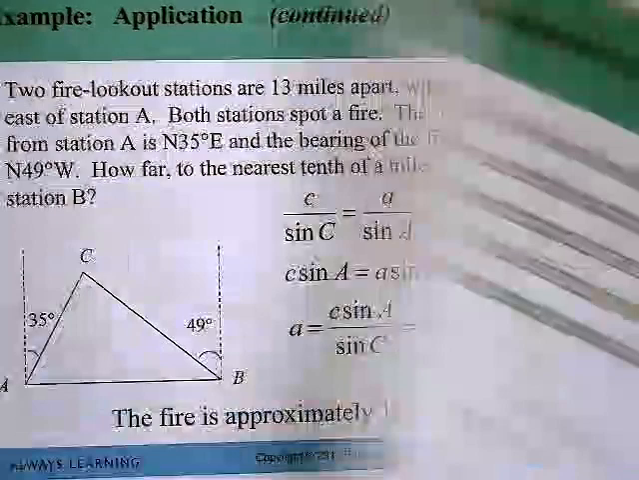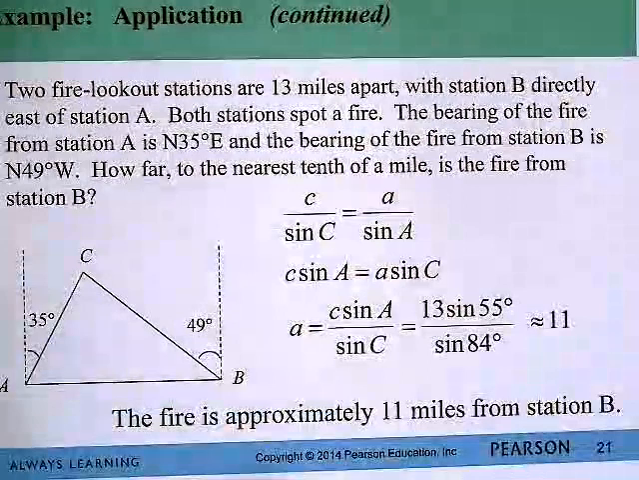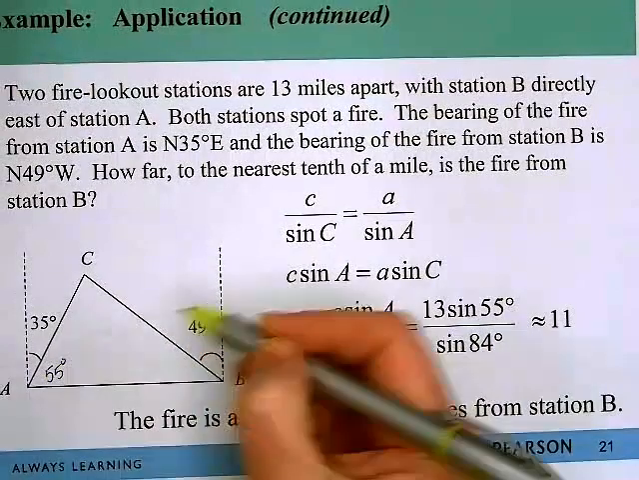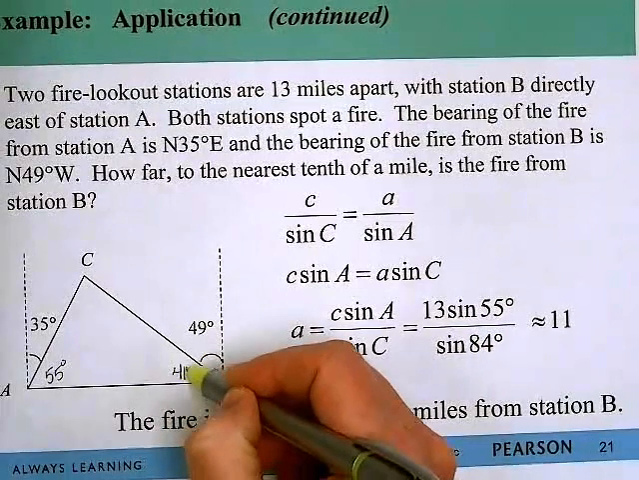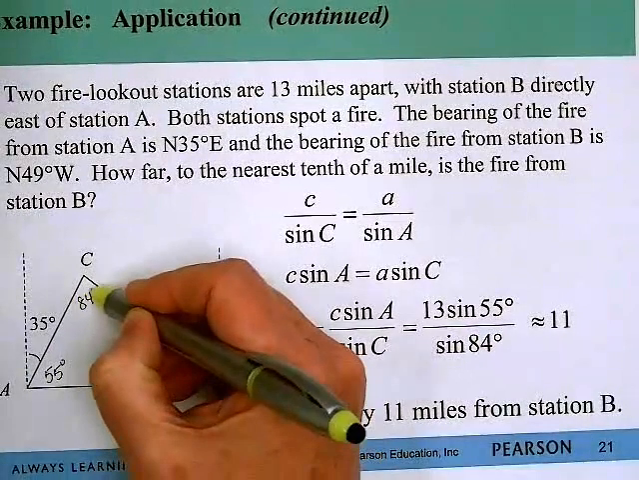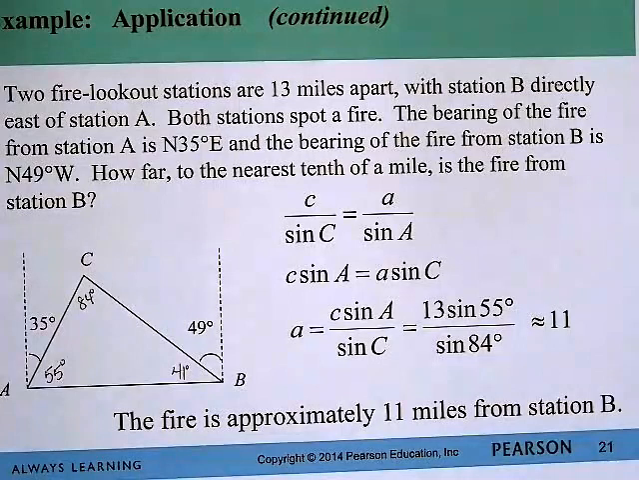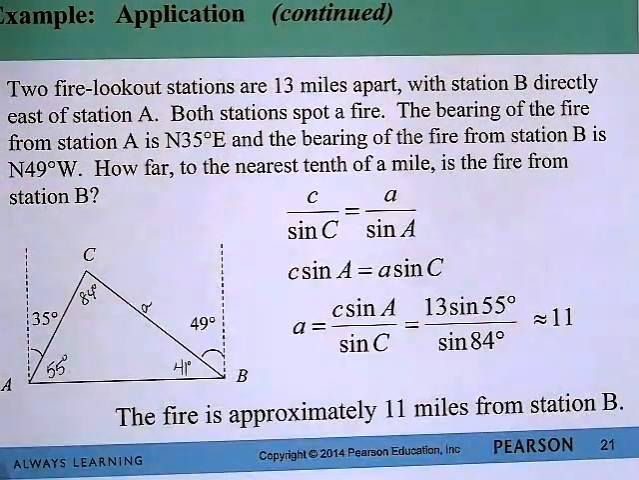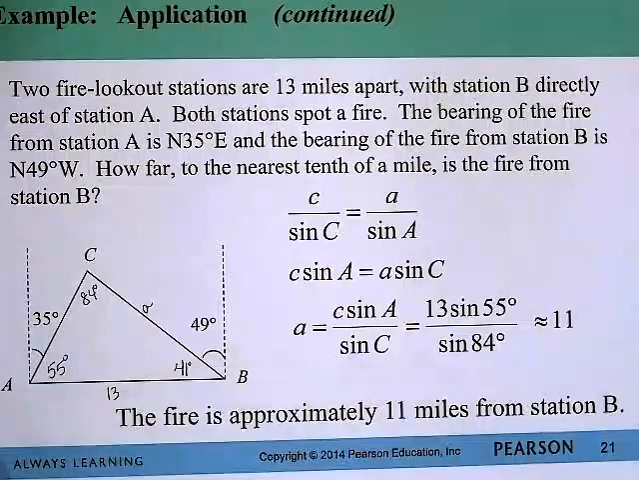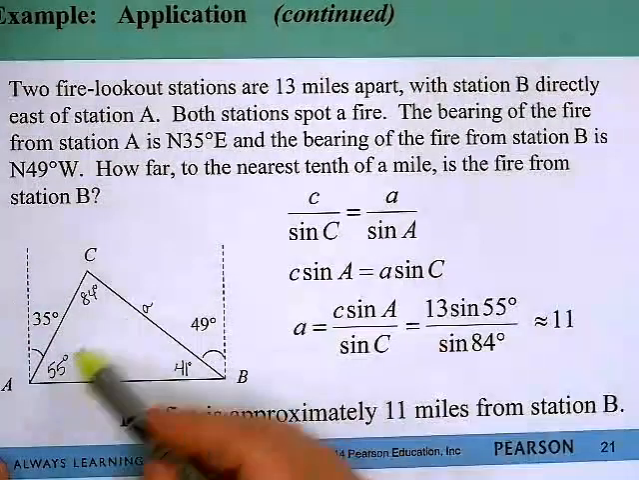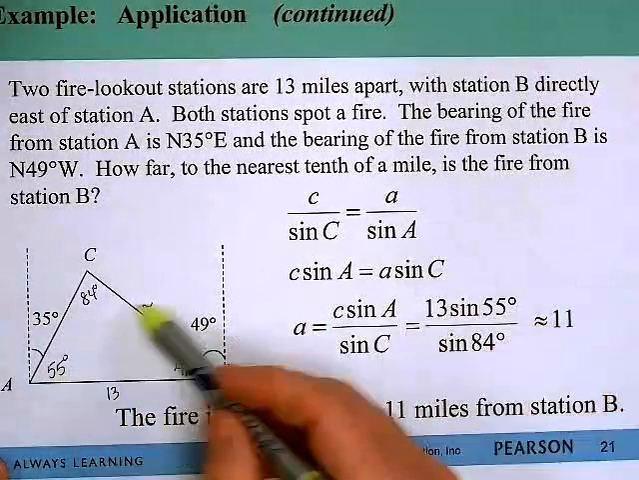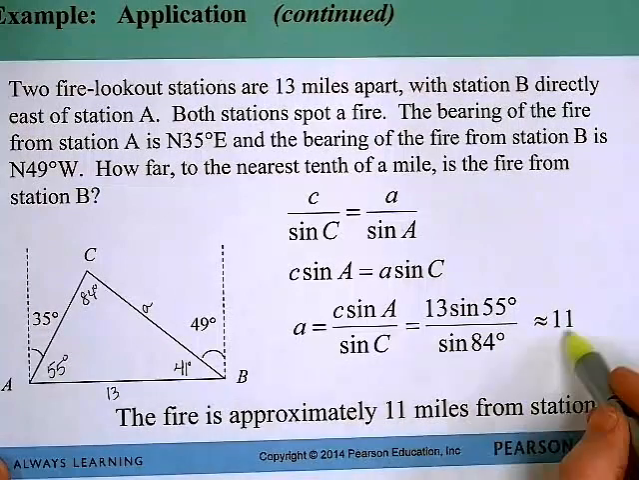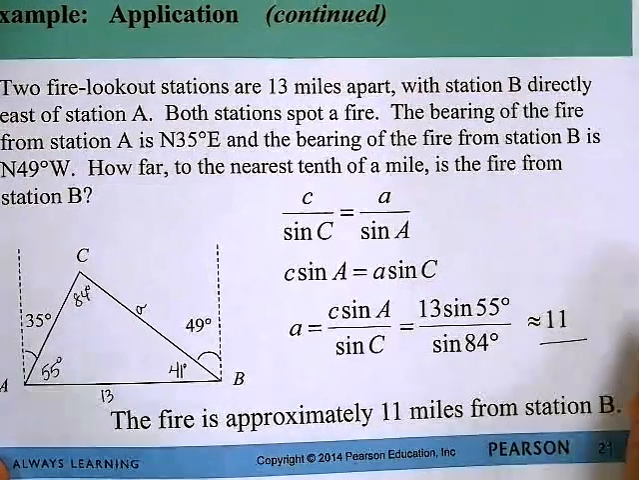Okay. So here's what I have. I have 55, 41, and 84. And I'm looking for this distance here, which is lowercase a. And I know that this is 13. So a over sine A is equal to c over sine C. So we plug that in. We find that it is approximately 11.